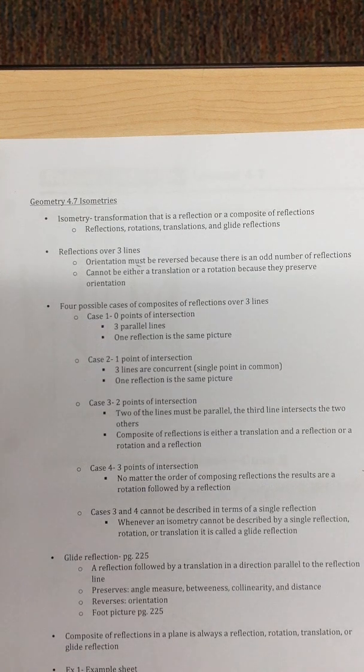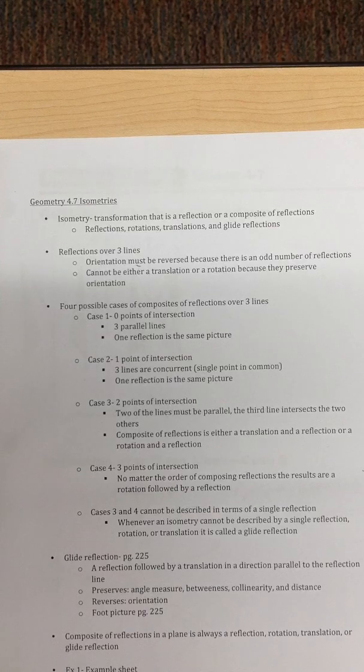This is section 4.7, isometries. So what an isometry is, it's a transformation that is either a reflection or a composite of reflections, so like multiple reflections back to back. So we have different options here. We could either have reflections, so just a straight flip.